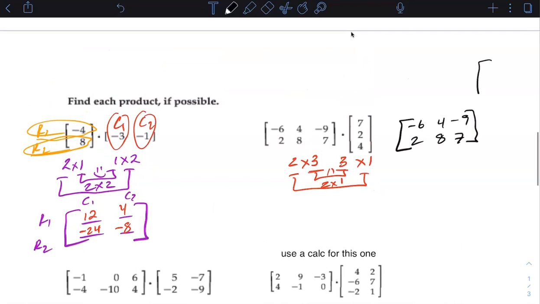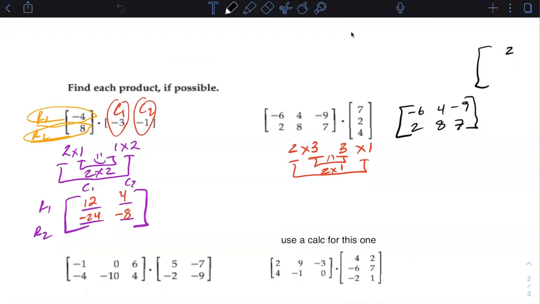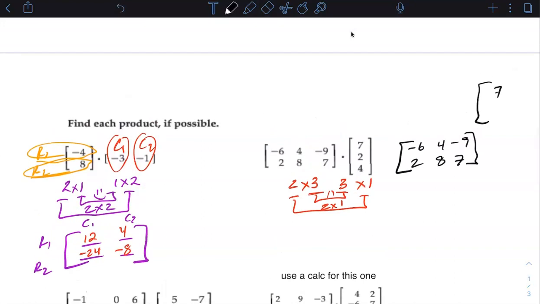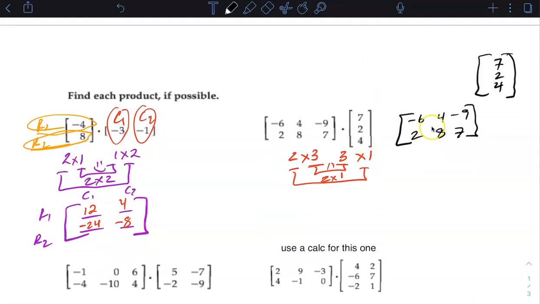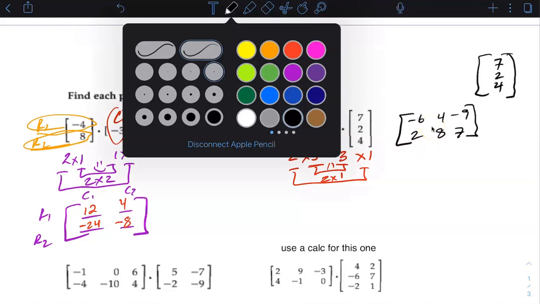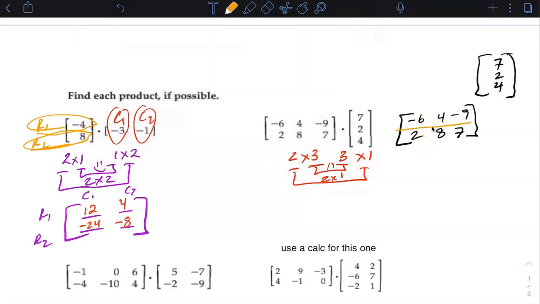And up here I'm going to put 7, 2, 4. The way this works is, you notice it's a 2 by 1. In between the spaces, you draw a line. And there we go. There's our 2 by 1, 2 rows, 1 column. It just kind of separates it from the start.